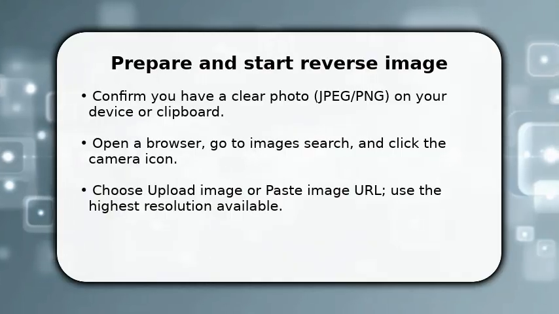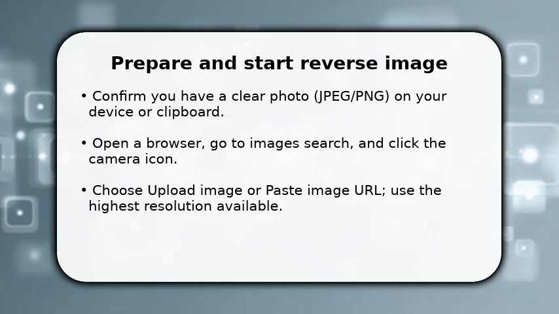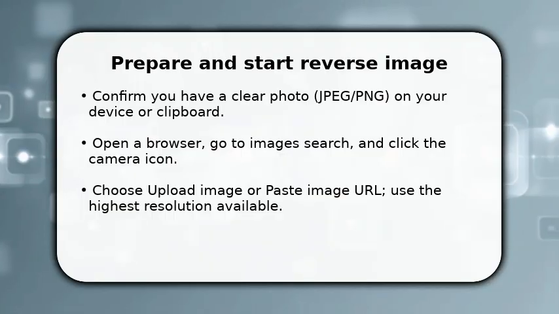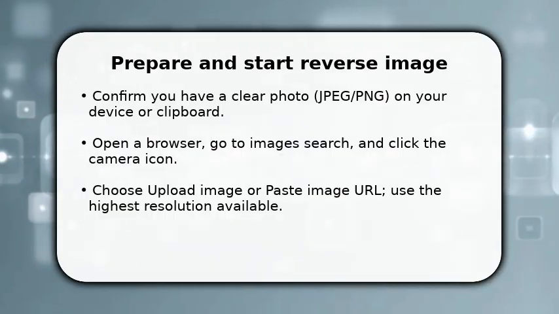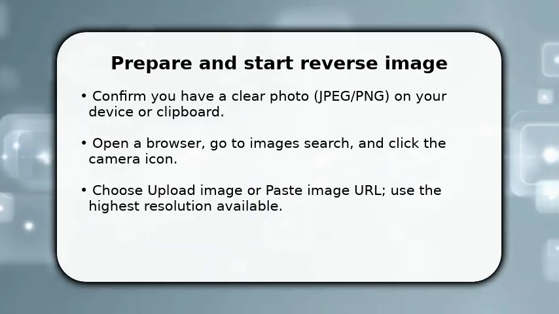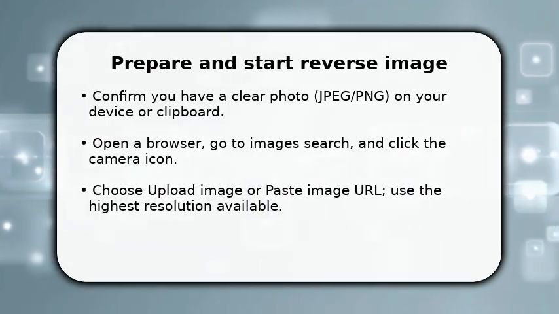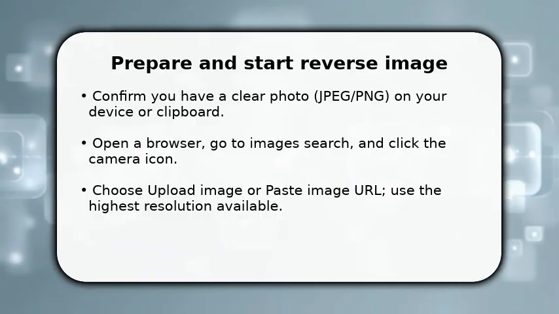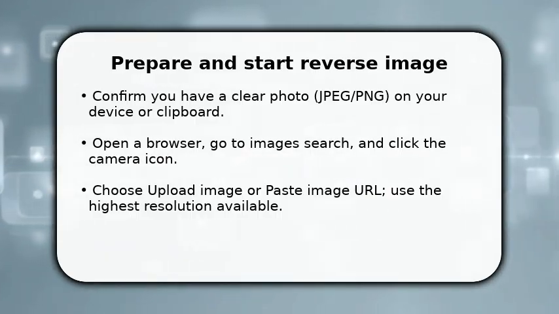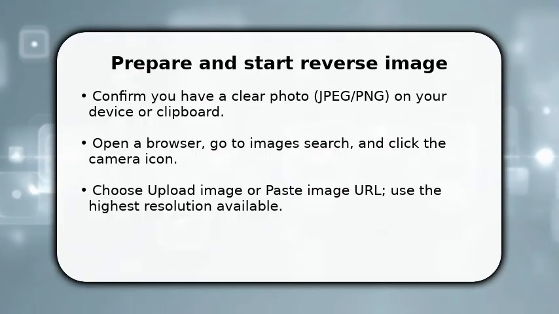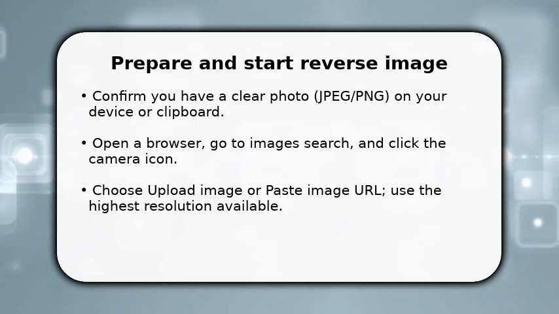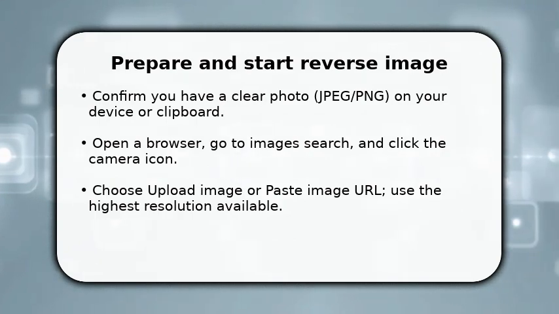You already have the image. Good. First, make sure it's a clear JPEG or PNG and saved where you can find it. Then open your browser and access Google Images. Click the camera icon to start a reverse image search. Choose Upload Image if the file is local, or Paste Image URL if it's hosted online. Use the highest resolution available so Google can match features accurately. Once uploaded, results will begin to populate with visually similar images and possible sources.